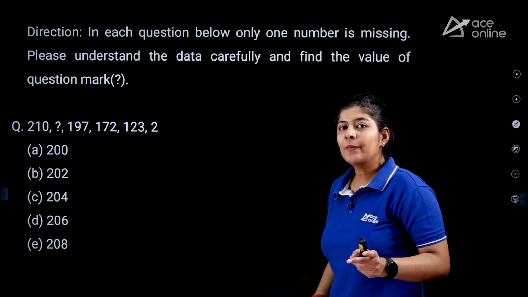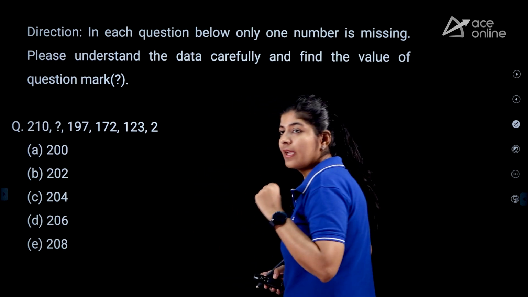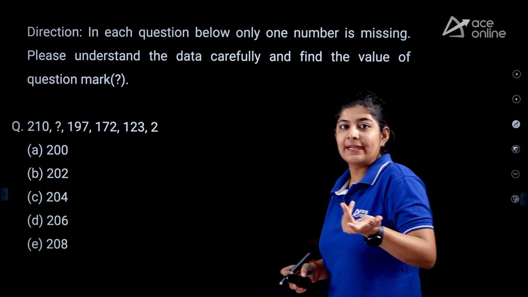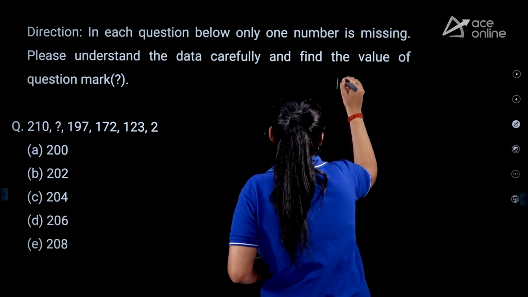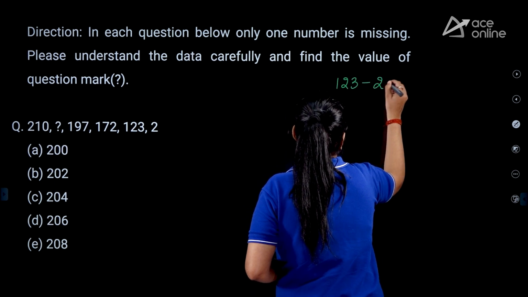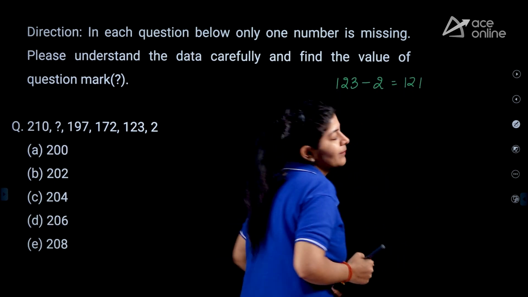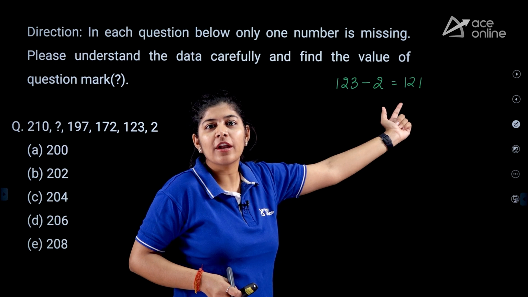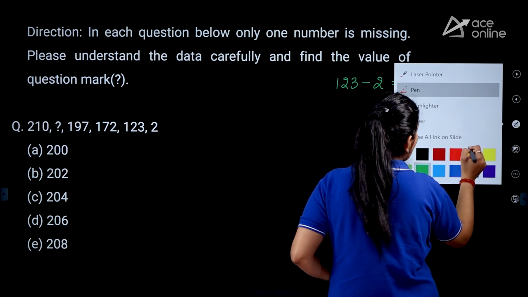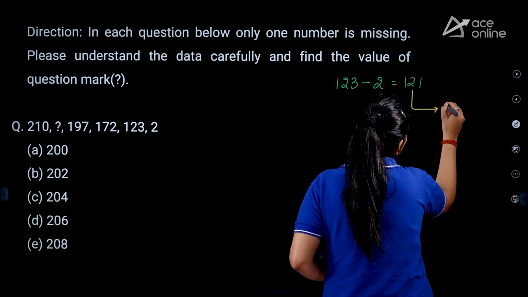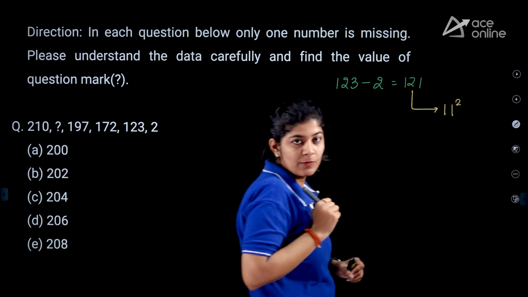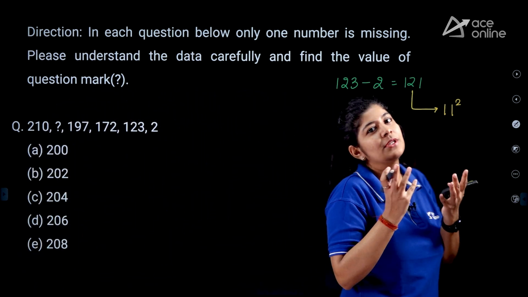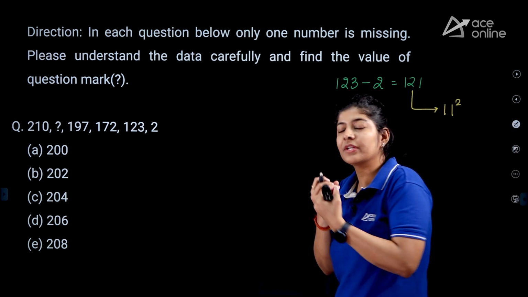Now when I see the sequence over here, my mind wonders how I convert my 123 into 2 directly. The only thing I can do is subtract these numbers and I get my answer as 121. As I see 121, my mind says this is nothing but the square of 11. So this is equal to 11 square. That means here we are having something related to squares.